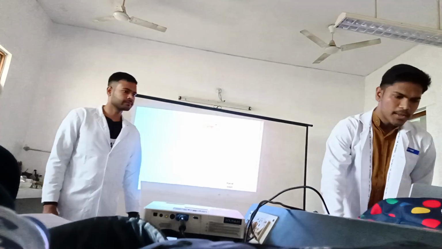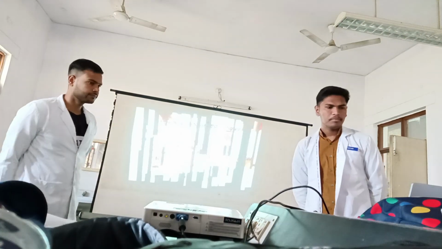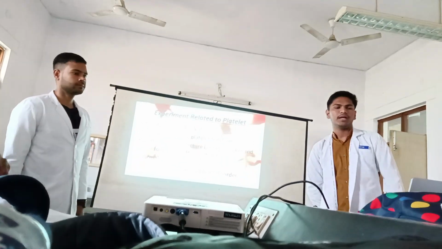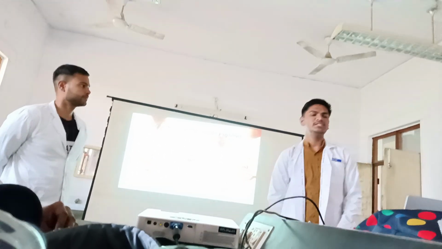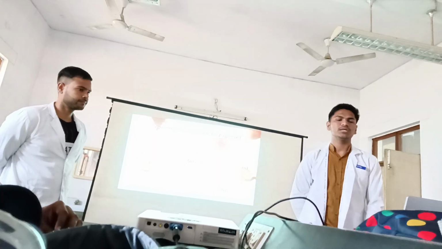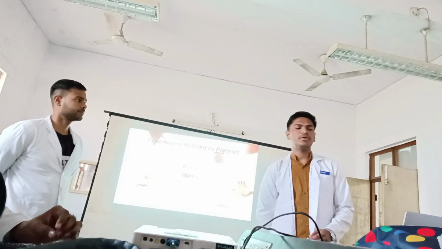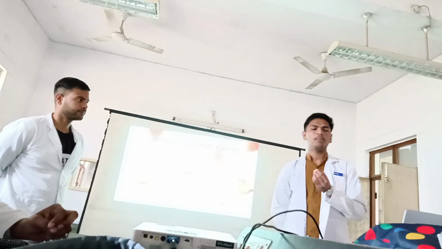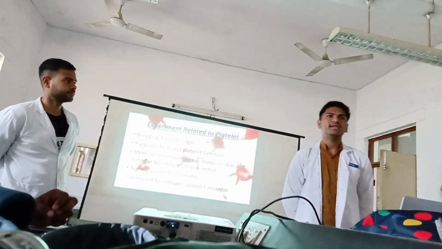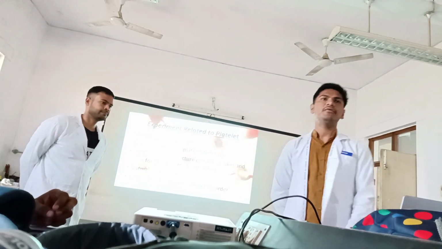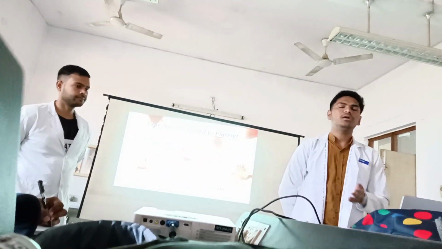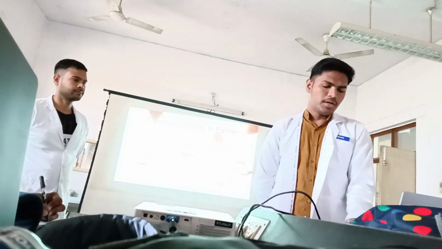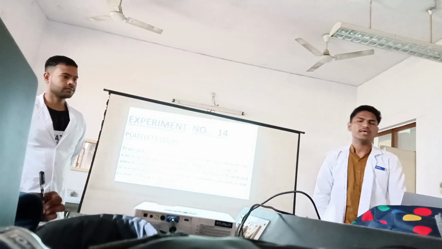Now coming to the topic, experiment related to platelet, that is the bleeding test. What is the bleeding test? It is used to assess platelet function. How does the mechanism work? First of all, a small cut or puncture is made at the skin, and the time of bleeding is recorded. Whenever it exceeds 2 to 7 minutes, there is a decrease in platelet count or some injury or disorder related to platelets.